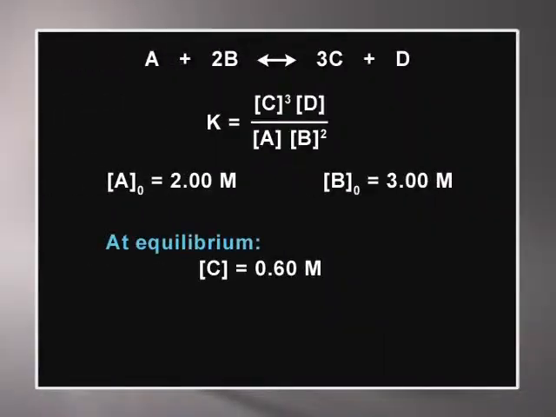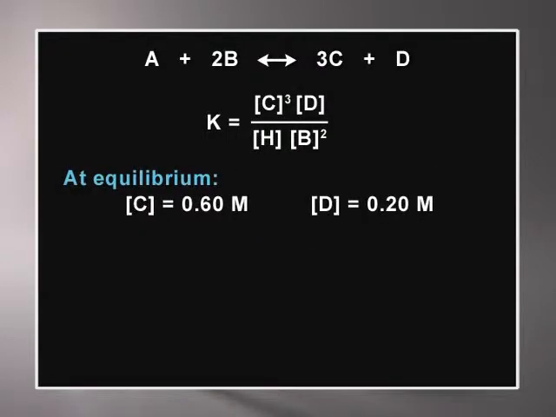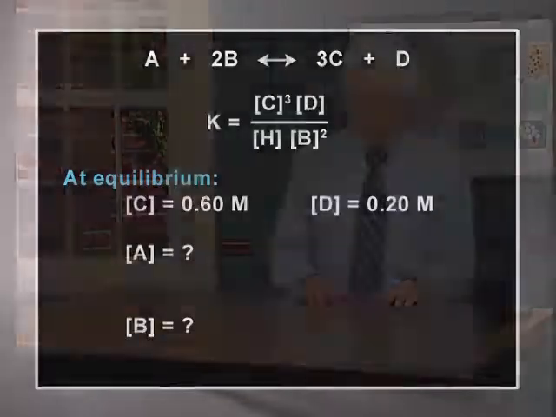So when 0.6 moles per liter of C are produced, only 1/3 as much, or 0.2 moles per liter of D are produced. So the concentration of substance D at equilibrium is going to turn out to be 1/3 the concentration of substance C at equilibrium, 0.2 molar. And that only has to be taken to the first power. Now I have found the concentrations of both products at equilibrium. What are the concentrations of the reactants?